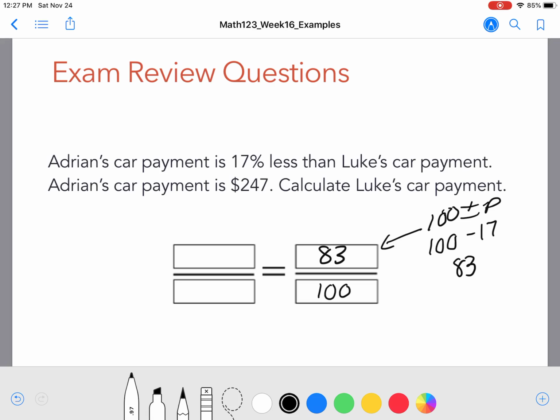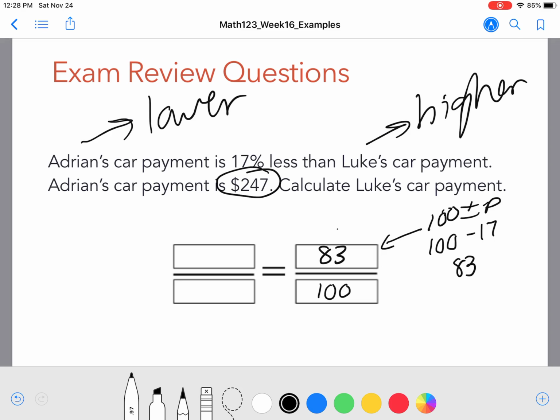And then all I need to do is fill in the left-hand side. So I'm going to have 247 in one of the places, and then I'm going to have X in the other spot. So I have to very carefully think through who's paying more. In my case, it says Adrian's car payment is 17% less than Luke's. So that means that Luke has a higher car payment, and Adrian has a lower car payment. So in my actual setup here, I should put Adrian by the lower number. So he's going to go by the 83, and Luke pays more, so he's going to go by the higher number, which in this case is 100.